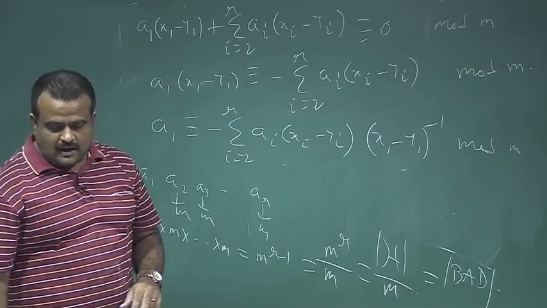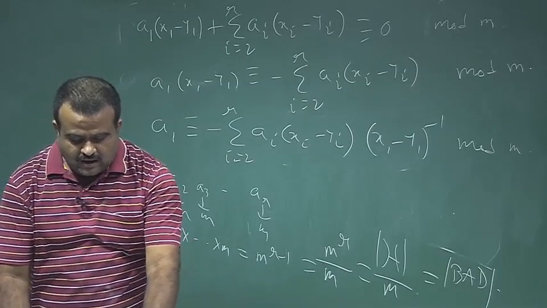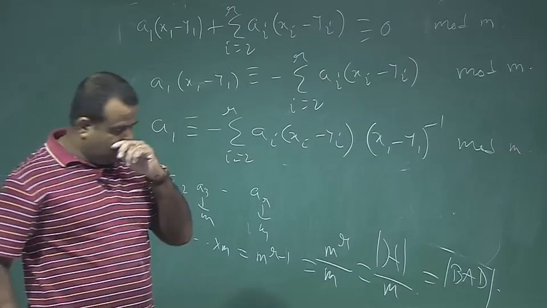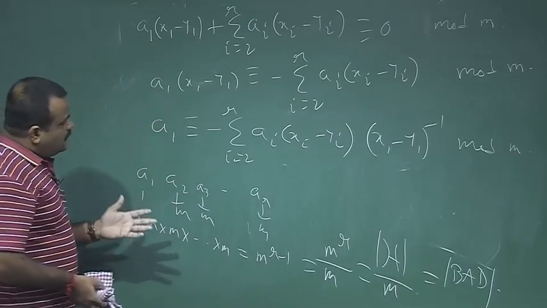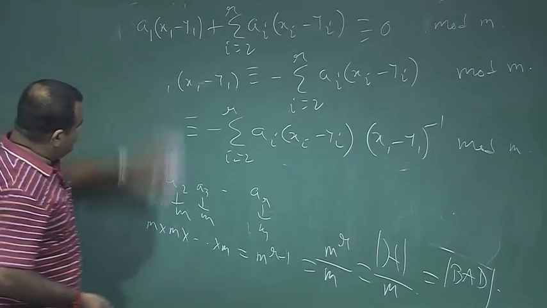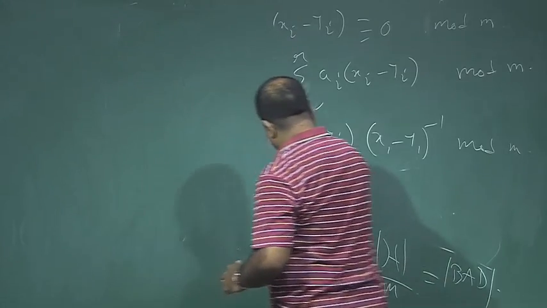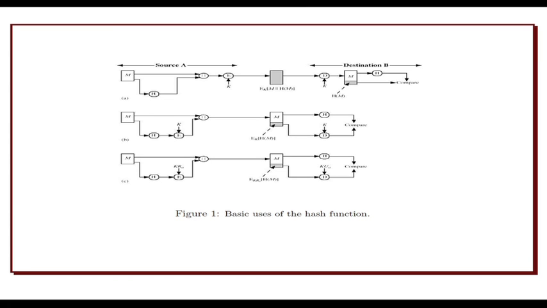So, this is one construction. Now, let us talk about what is called perfect hashing. There we will use this universal hashing, the universal hash function.